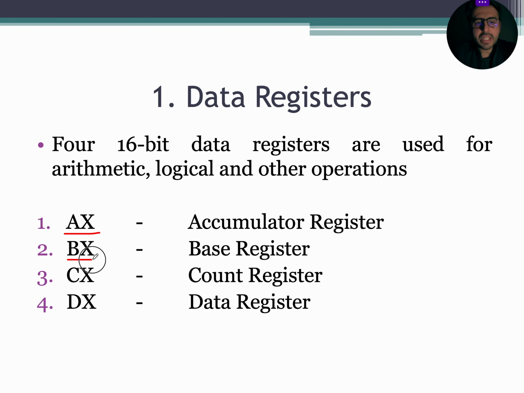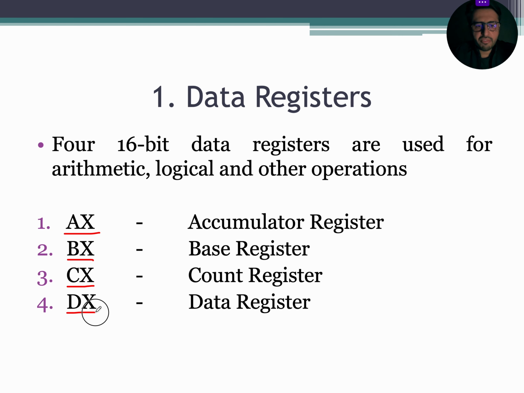Number 2 is BX, known as base register. It is a 16-bit register which can hold the address of a variable or can also be used as an AX helper for arithmetic and logic operations. Number 3 is CX, known as counter register. It is a 16-bit register which acts as a counter for loop instructions or can also be used as an AX helper for arithmetic and logic operations.